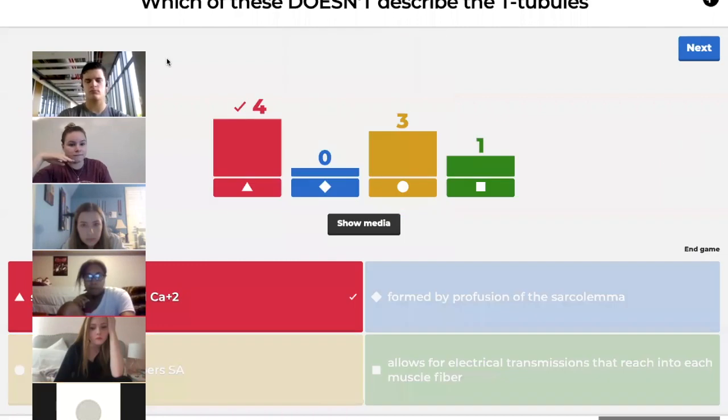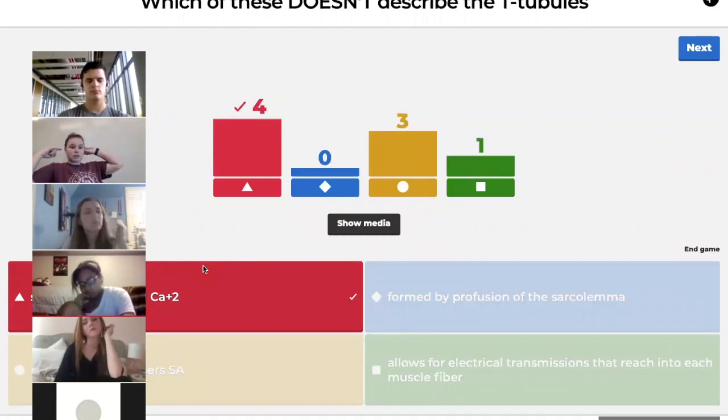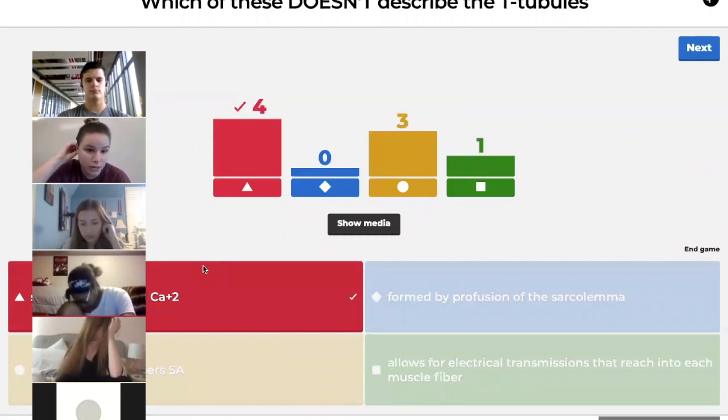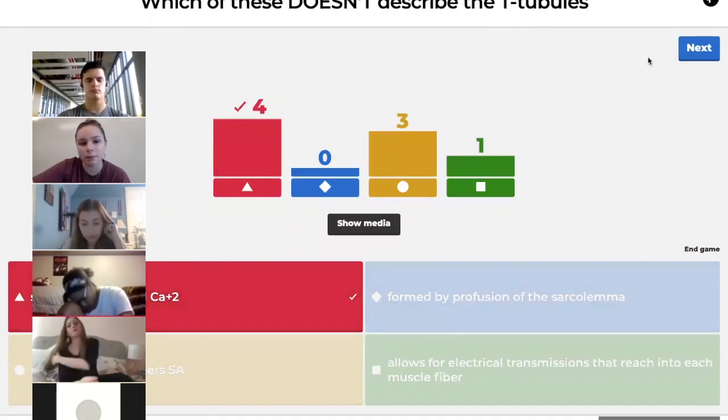False. Okay, cool. It doesn't store and release calcium. It increases the amount of muscle fibers reached, but it doesn't necessarily increase their surface area. I understand why you would put that though, so I'm not mad about that.